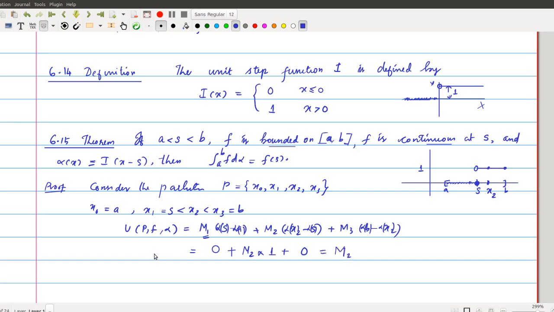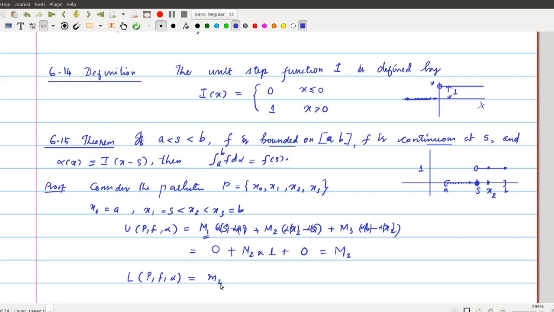Okay, so if you consider partitions like this, you get the upper sum as m2. Similarly, you evaluate the lower sum corresponding to these partitions in the same manner. The only difference is that these are the small m_i, m1, m2, etc. So you get the small m2. So these are the values of the upper sum and lower sum.